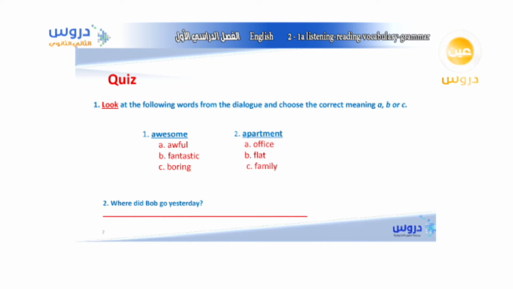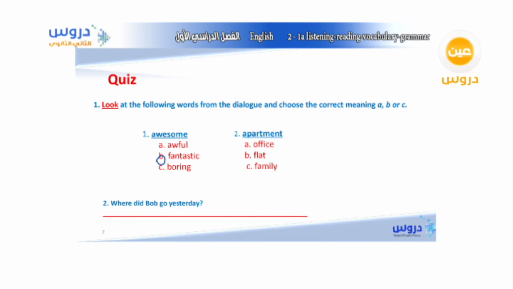Farah says it's B, and that's right. Very good. Thank you, Farah. That's right. It's B. Very good, Naif. So when you say awesome, it means it's fantastic. That's right. So that's the good answer.